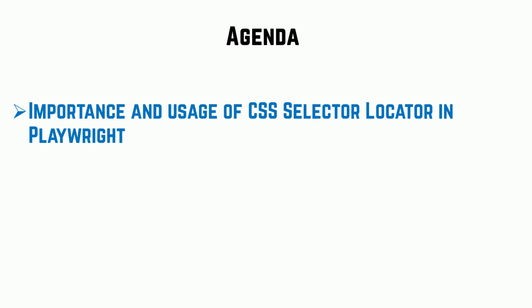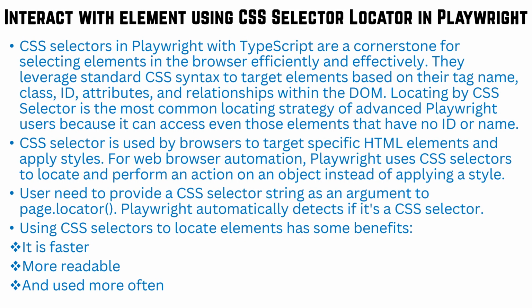So in the last couple of sessions, you already saw different types of built-in locators, and with those built-in locator strategies, how you can identify the element and interact with the element. But here we'll be discussing how we can create our own customized CSS selector, and with the help of the CSS selector, with the locator strategy, how we can identify the element in Playwright with TypeScript and how we can interact with those elements. So CSS selectors in Playwright with TypeScript are the cornerstone for selecting elements in the browser efficiently and effectively.